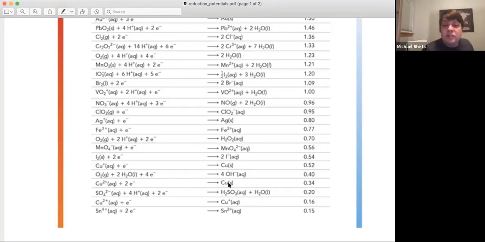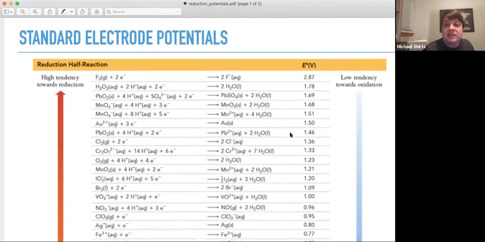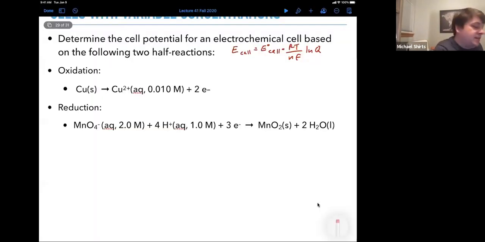So copper reduction is 0.34, and then we're looking at permanganate going to manganese dioxide, the +4 state, which has 1.68. So that reduction really wants to happen. That is the reduction, okay, and 0.34. So let's go back to the problem. And so the copper reduction is 0.34.